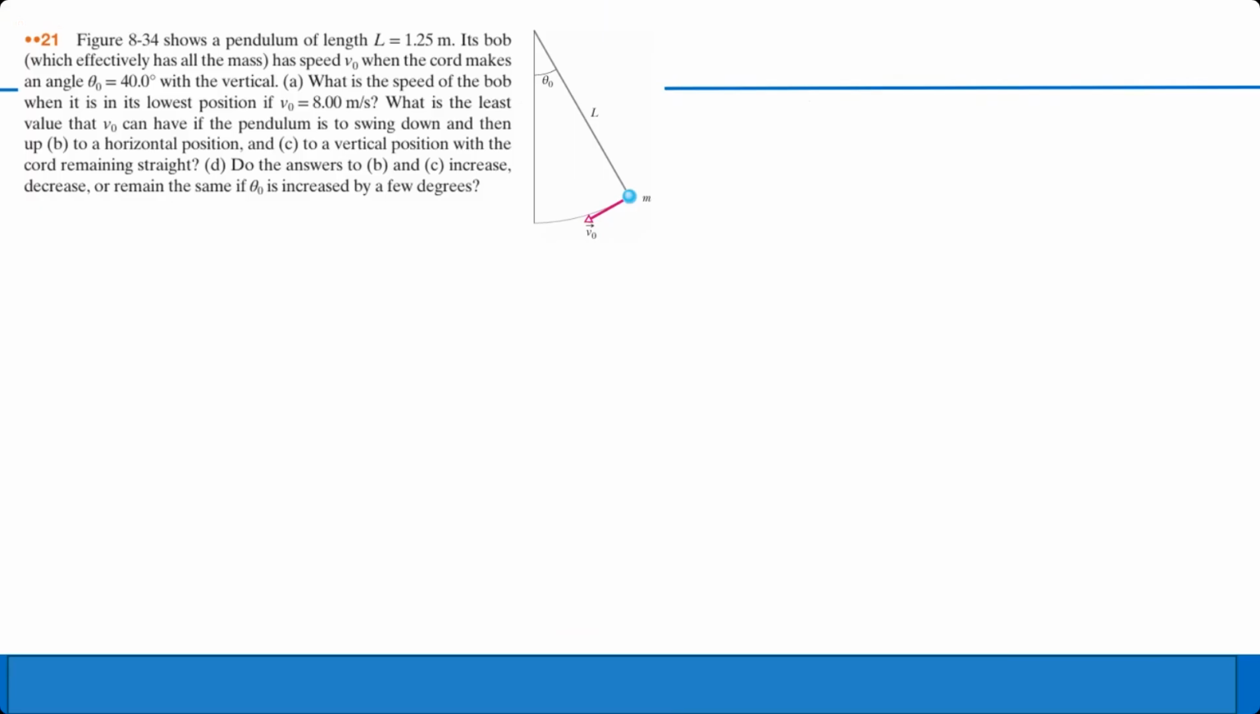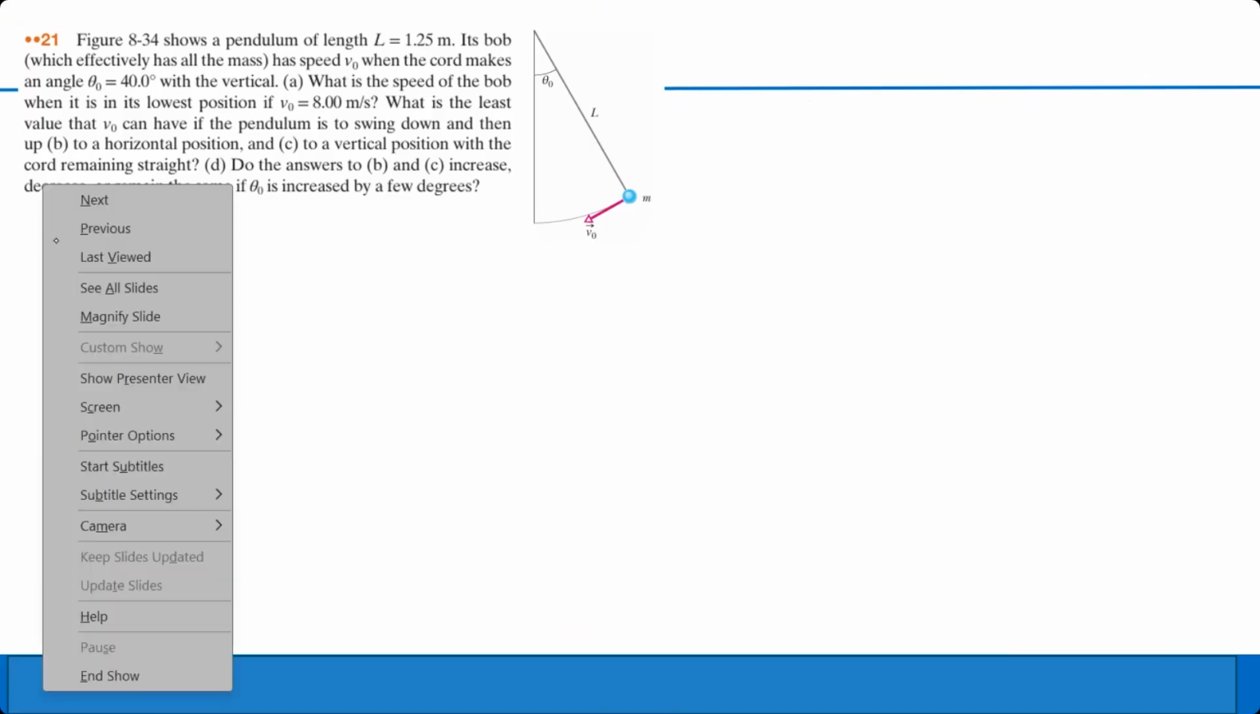In this question, we have a pendulum of length L equals 5 meters. Its bob, which effectively has all the mass, has a speed v0 when the cord makes an angle theta 0 equals 40 with the vertical. What is the speed of the bob when it is in its slowest position if v0 is 8 meters per second? So, okay, we're told the speed v0 is at a specific angle.